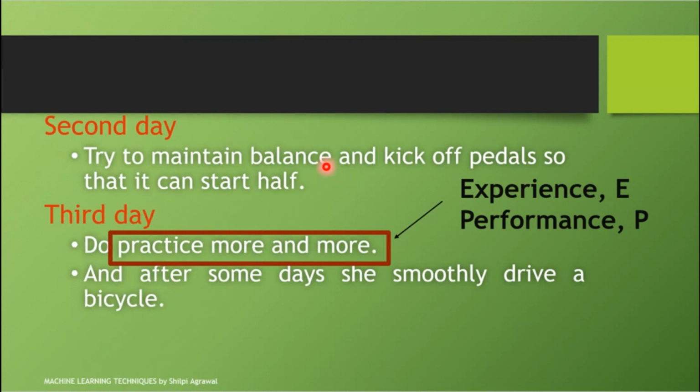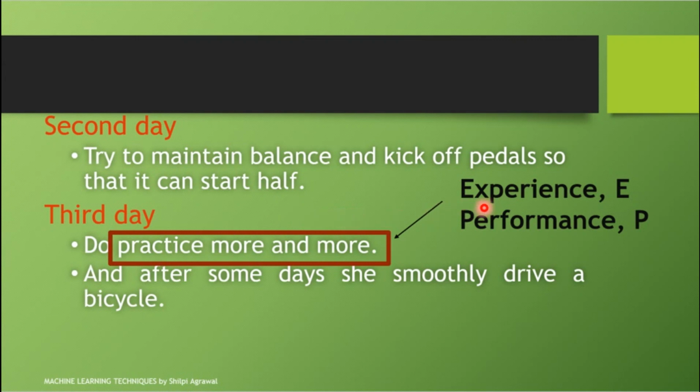She has to make some efforts again. Then on the third day, she practiced more. On the fourth day, again and again and again. And after some days, she smoothly drives a bicycle. So what does she have? She has some experience.